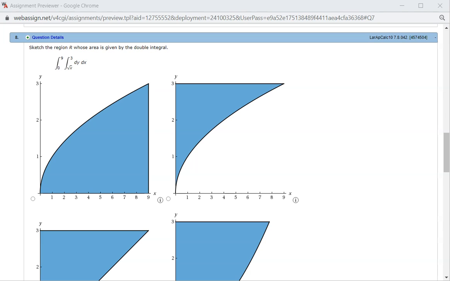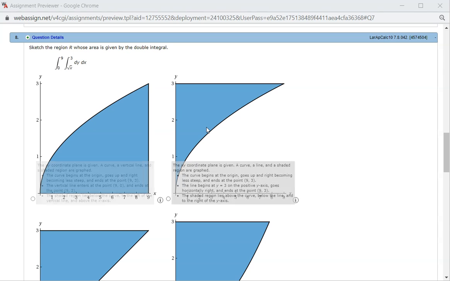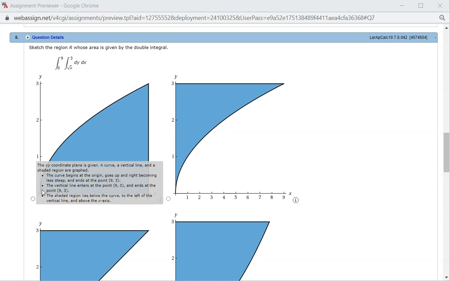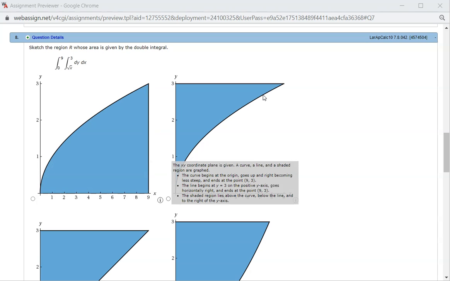All right, let's look at homework 7.8, problem number 8. We have this double integral, and we want to find the region R. Let's look at the lower limit and upper limit. It's y equals square root of x. This would be the curve right here, y equals square root of x. So that's the lower limit.